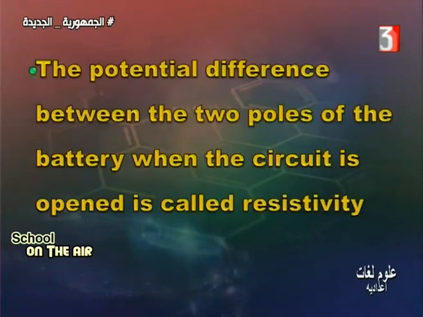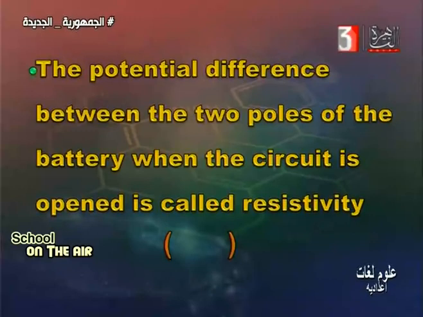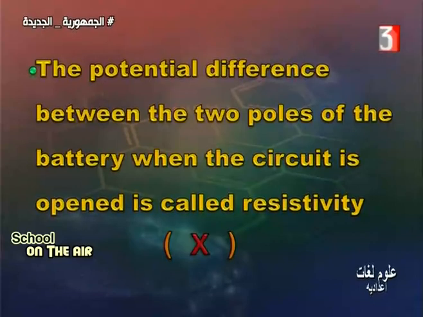The potential difference between the two poles of the battery when the circuit is open is called resistivity. It is a wrong statement because the correct answer is electromotive force. So the potential difference between the two poles of the battery when the circuit is open is called not resistivity, but EMF, or electromotive force.